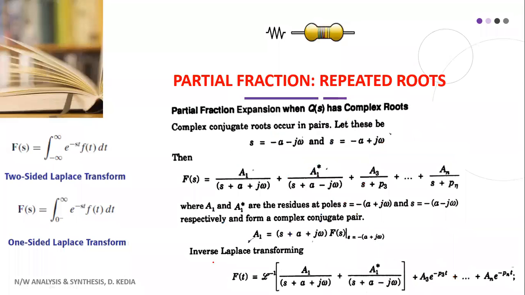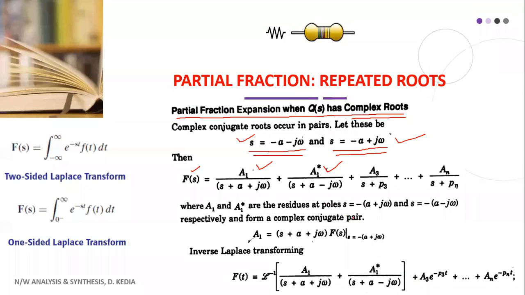Let us see that. So this is what we need to look into, the partial fraction expansion when Q(s) has complex roots. This I have already told you. We are assuming here in generalized fashion that the two roots are minus alpha minus j omega and minus alpha plus j omega. Obviously these are complex conjugates of each other. So then here you are expanding your F(s) in the form of partial fractions. This is A1 by s plus alpha plus j omega. This is A1 star by s plus alpha minus j omega, the same way as we have discussed in the previous numerical.